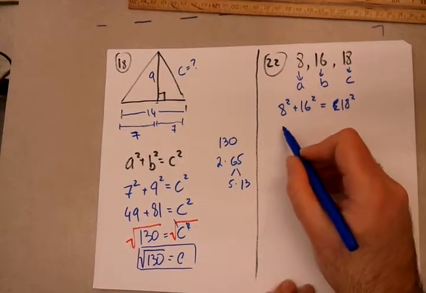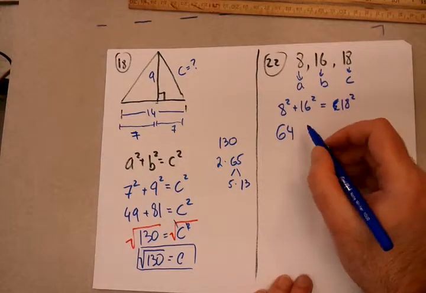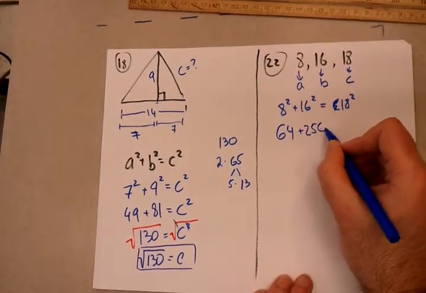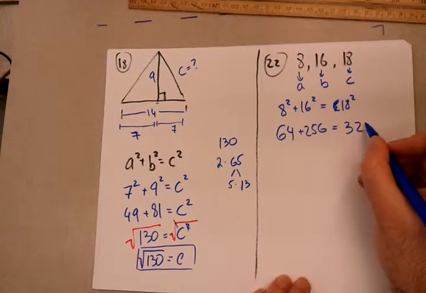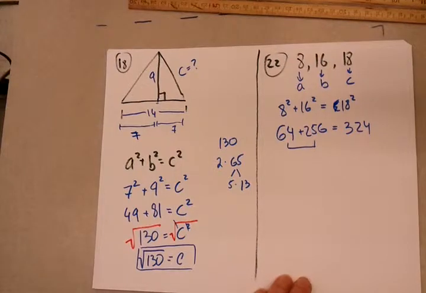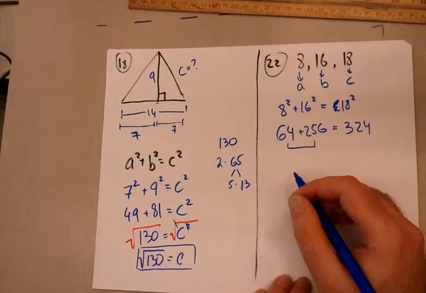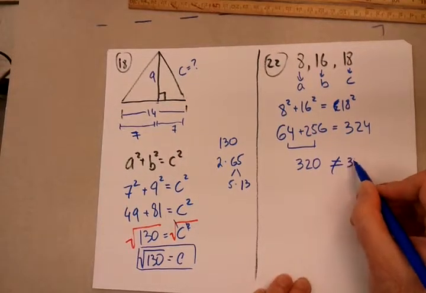So 8 squared, that's 64. 16 squared is, according to my calculator, because I'm not going to crunch that out on my own, 256. Probably should have known that. 18 squared, I definitely don't know by heart. It's 324. Okay, let's add these two and see if indeed it works out according to the Pythagorean theorem. And 64 plus 256 is 320. Close, but not quite 324.